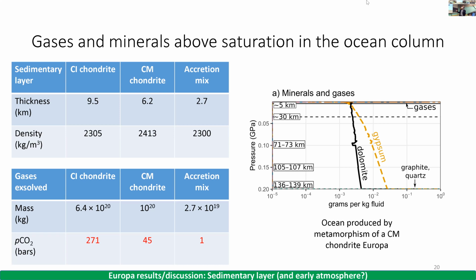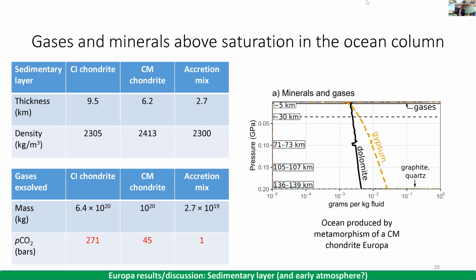For this accretion mix starting composition, we have other minerals, including pyrite. And so we have a prediction for the thickness of that ocean sediment layer and the density of that layer. And at the same time, what I didn't mention was that these volatiles that make their way from the interior of Europa into its seafloor actually are quite CO2 rich.